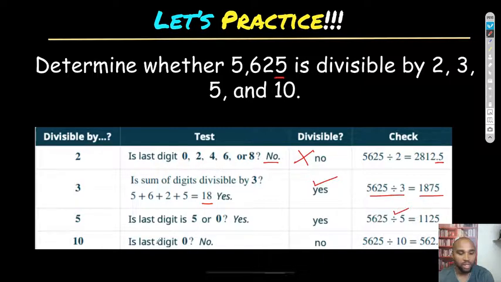And is the last digit 0? Nope. So it can't be divisible by 10. When you try, you end up getting another decimal. And there's your indication that it's not divisible by that number, which is 10 in this case. So we know better than to say yes. It's not divisible by 10.